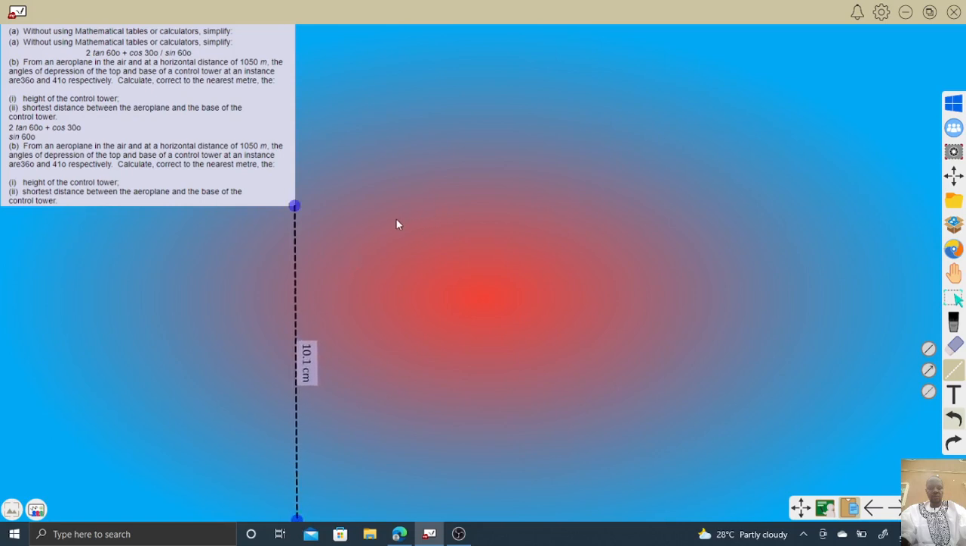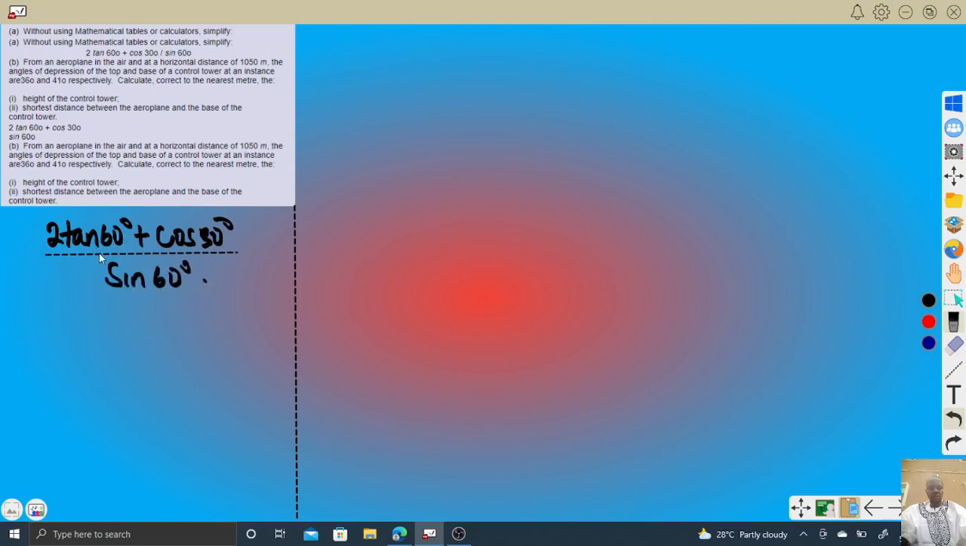Without using mathematical tables, simplify. This question is one of the most important questions. Like I said, trigonometric ratios are very important. Tan 60 degrees plus cos 30 degrees, all over sine 60 degrees. So students should understand how to express trig ratios in short form. I think this is the only concept you need here.